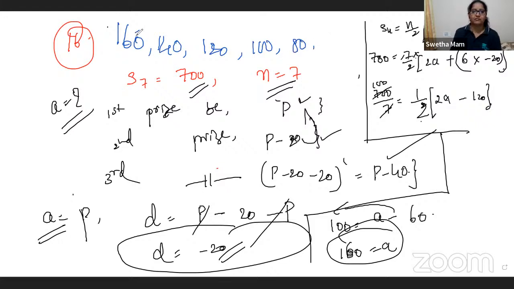Total 7, right? 1, 2, 3, 4, 5: 20 less than the 60, 20 less than the 40. So total 7 members, they have distributed the cash prizes like this.